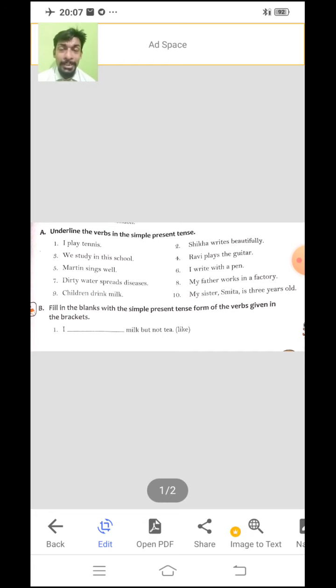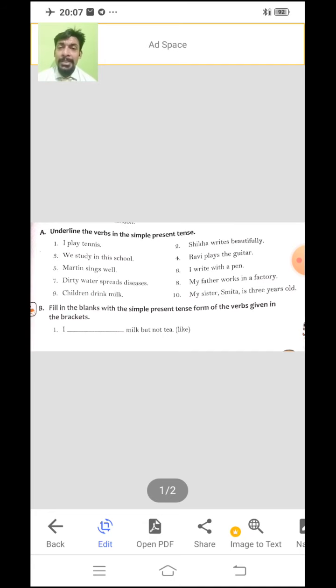That is why only play. In number 2, Shikha writes beautifully. Here the verb is writes. But why writes and why not write? Because I told you that with singular subject he, she, it, we use the S or ES form of the main verb.